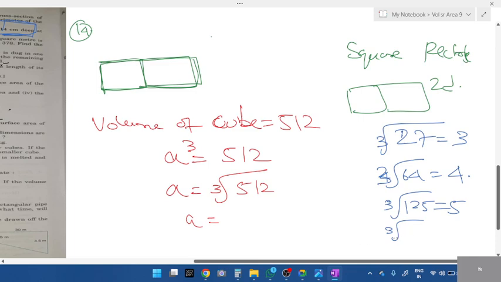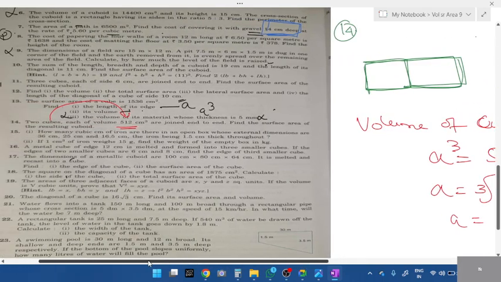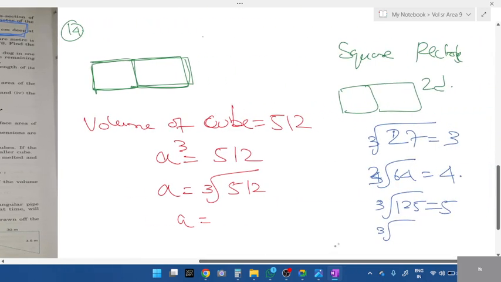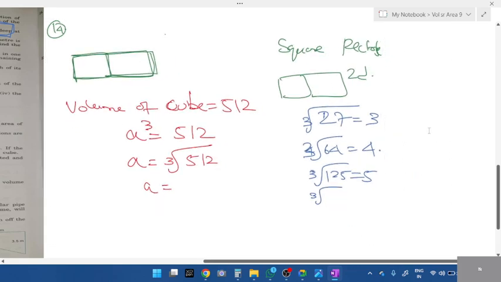Five one two. What is the cube root of 216, students? The cube root of 216 is 6. 343 is 7. The cube root of 512 is 8.